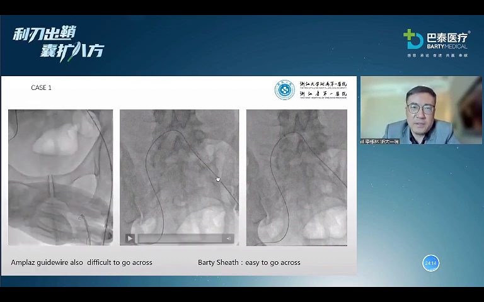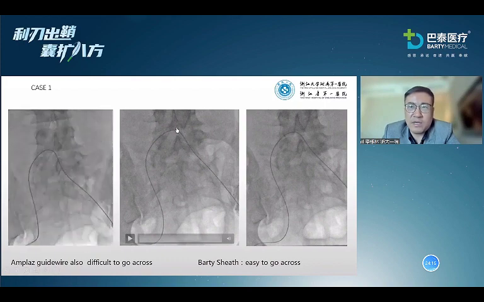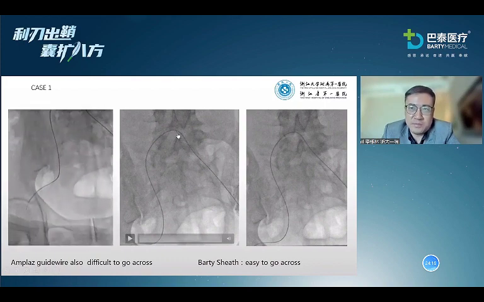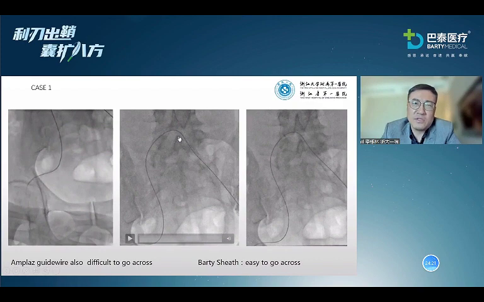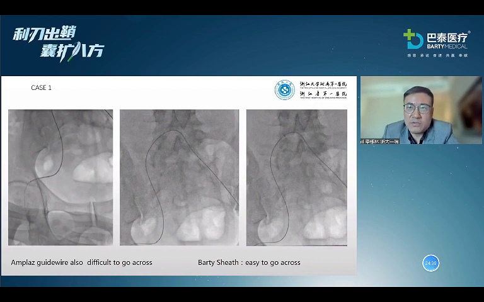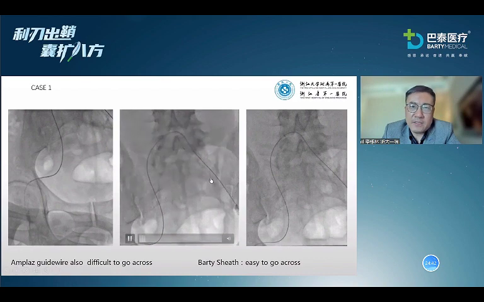The last step is the long sheath. For a severely calcified lesion, we know the friction between the wall and the sheath is huge, and you can see there's some deformation. In such a case, the BARTY medical product with very good pushability and crossability is the best choice.